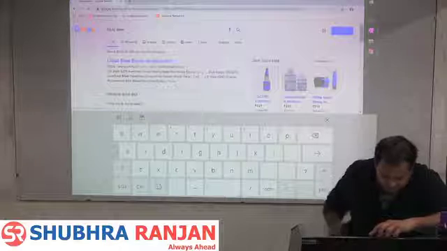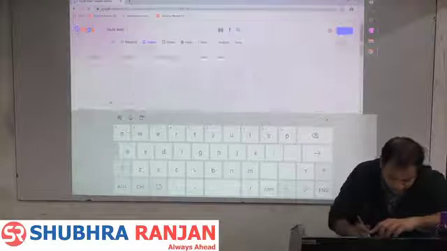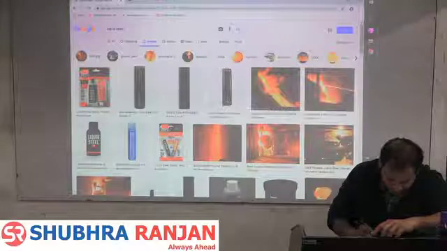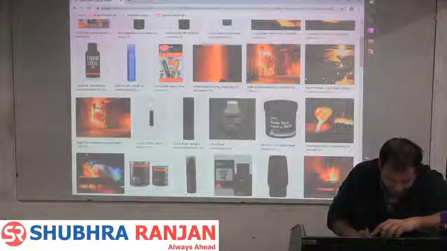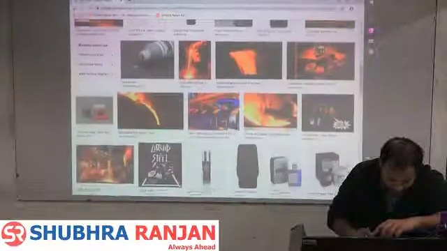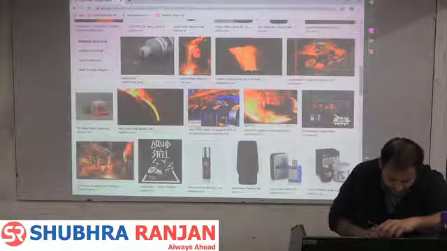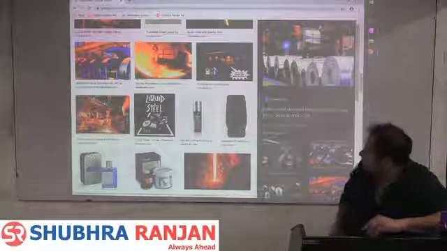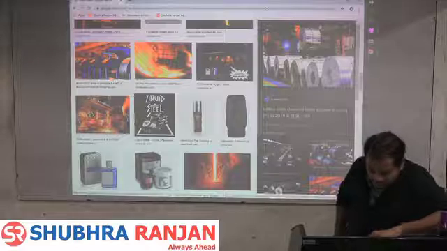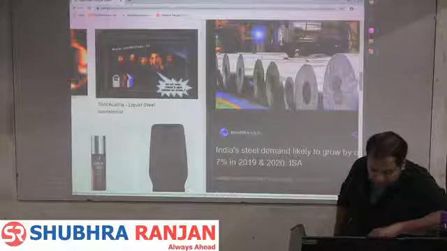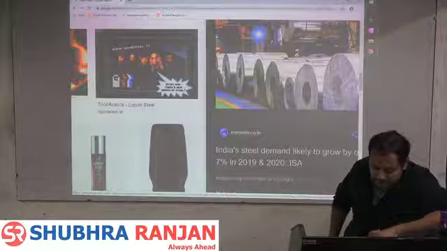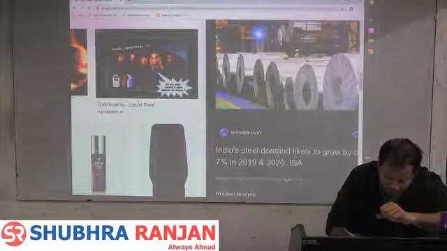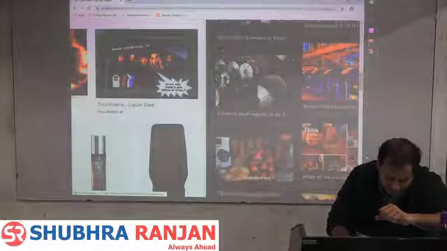With the development of Chennai Industrial Center, there has been more demand for the iron and steel from this region, especially in the automobile industry.